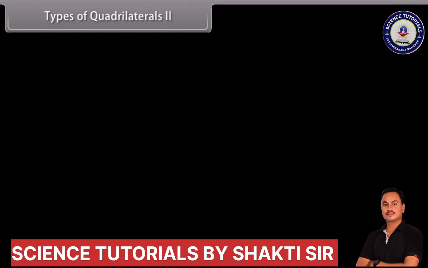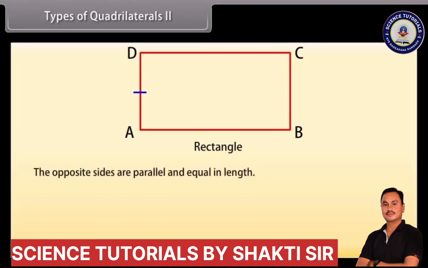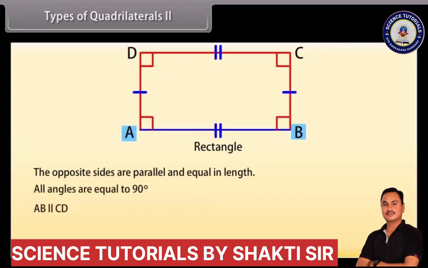Types of quadrilaterals 2. Now come to rectangle. In rectangle, the opposite sides are parallel and equal in length, and all angles are equal to 90 degrees. Here, AB is parallel to CD and AD is parallel to BC, and the angles A, B, C and D are of 90 degrees. So, ABCD is a rectangle.